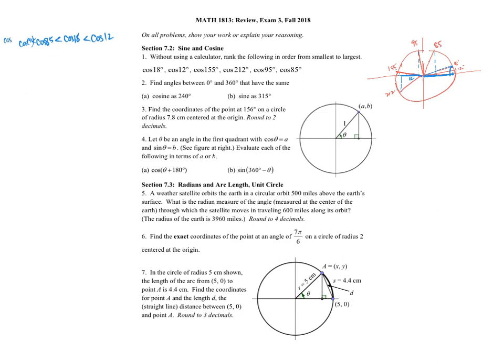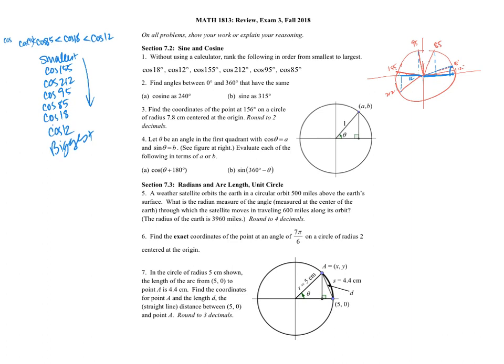Okay, so hang on. Let's see if I write this down in order. So biggest, smallest. Smallest is cosine 155. And then biggest is going to be cosine 12. Then we'll have cosine 212, cosine 95, cosine 85, cosine 18, and then cosine 12. And that's the biggest.